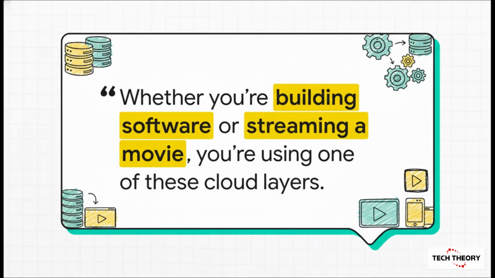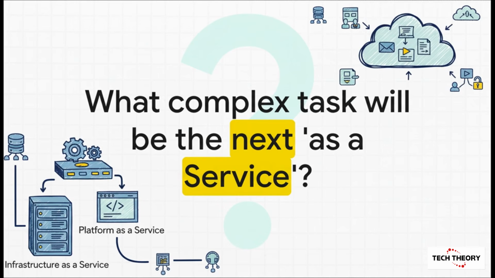And this really says it all perfectly. Whether you're a developer building the next big thing, or you're just kicking back and streaming a movie, you're using one of these cloud layers. They're the invisible engine that makes everything go. So that leaves us with a really interesting thought, doesn't it? We've got infrastructure as a service, platform as a service, and software as a service. This model is all about making complex things simple and accessible. So what's next? What's some other complicated, expensive thing in our lives that's going to become the next as a service?